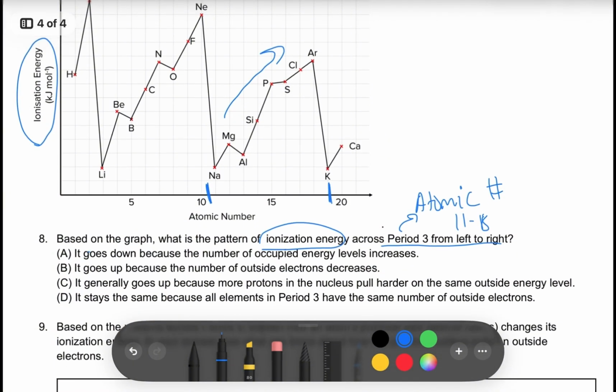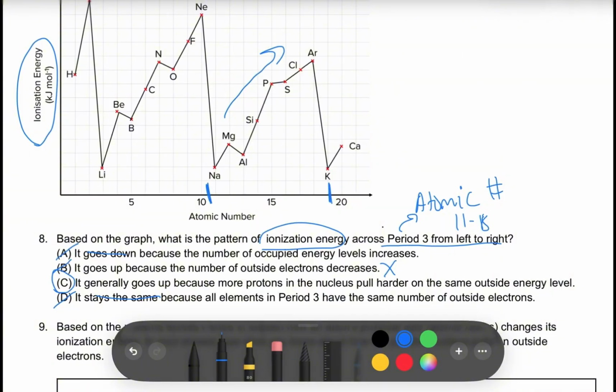So it's not going to go down, it's not going to stay the same, so we can eliminate A and D. Now between B and C, B says it goes up because the number of outside electrons decreases. That is not true, because across a period, the group number is also increasing, meaning that the number of valence electrons is actually increasing. So it's not B. So the answer is going to be C.